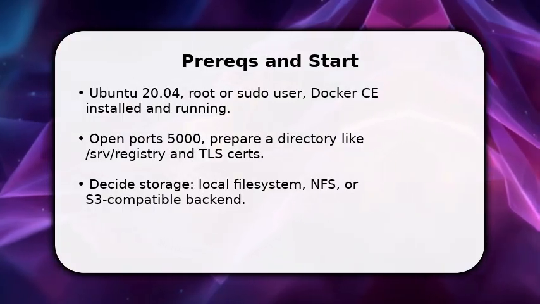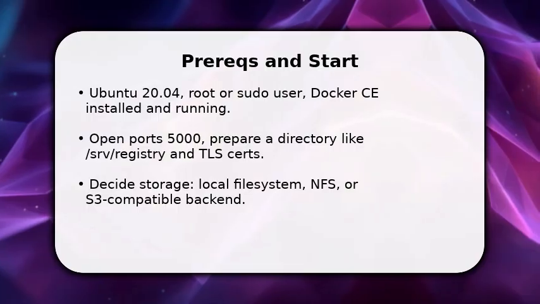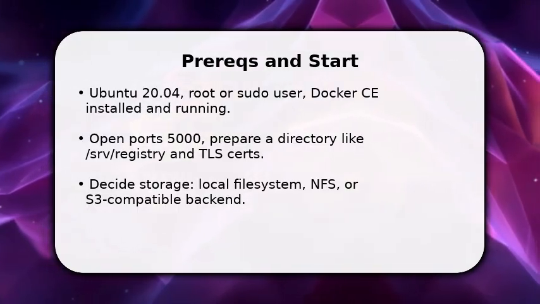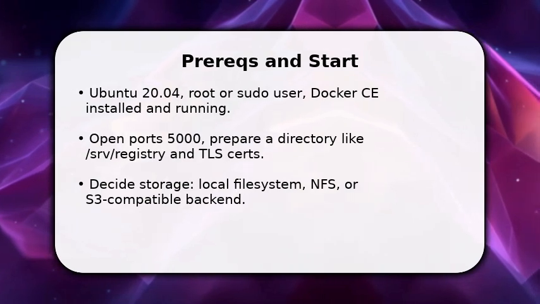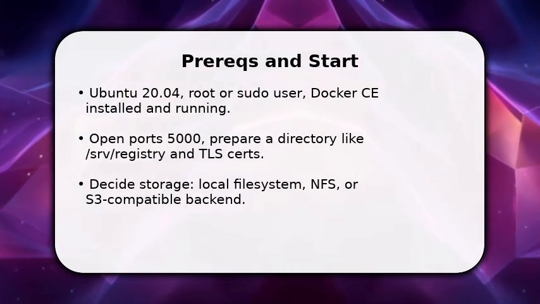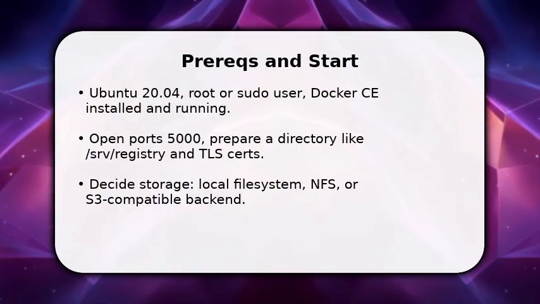Choose storage now. Local file system is fastest to set up. S3 gives durability. Then pull the official registry image with docker pull registry:2 and inspect the image. This gets you into the first actionable state to run the registry container.